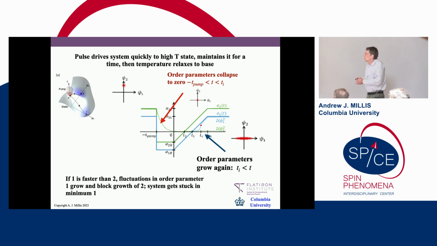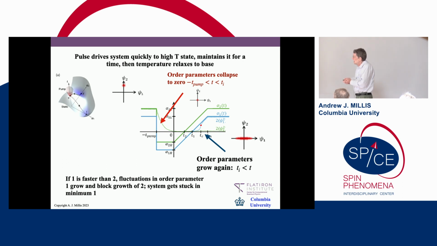OK, so here's the picture. The pulse quickly drives the system to a high T state. So our second order coefficients, alpha here, start out positive. That's the ordered state. They get slammed to negative values. Here we've said that in equilibrium, field 2 is favored, so this is larger. That means that when you raise the temperature, it's still larger, although they're both negative. Then you turn the pump off, the two fields relax back to their equilibrium state, and the order parameter does something. In fact, it does two things.